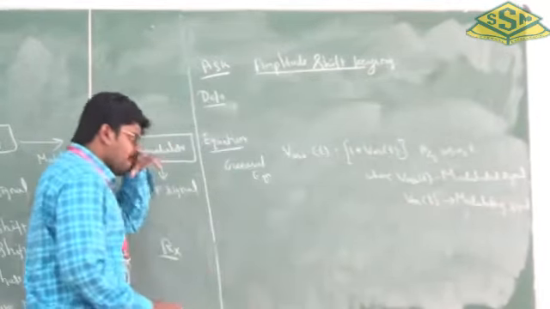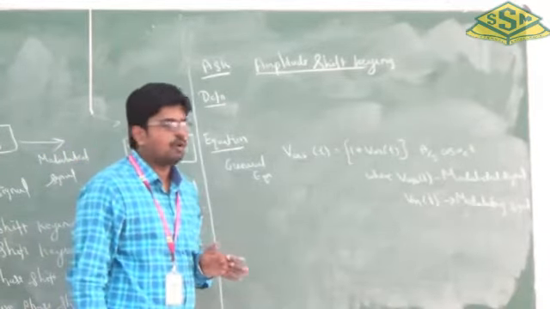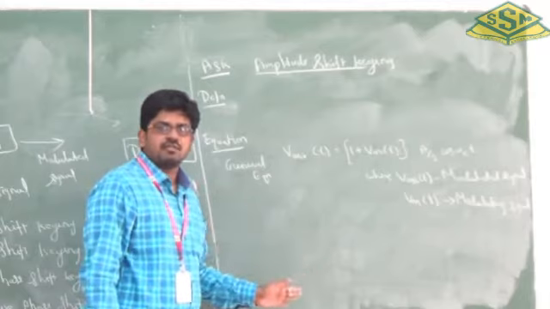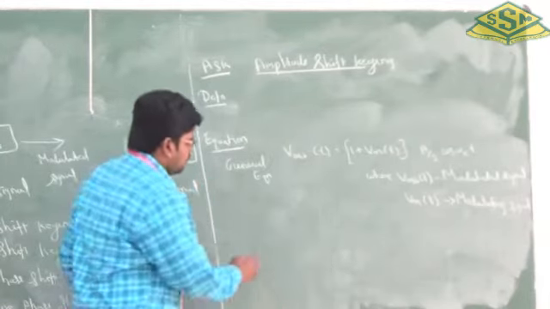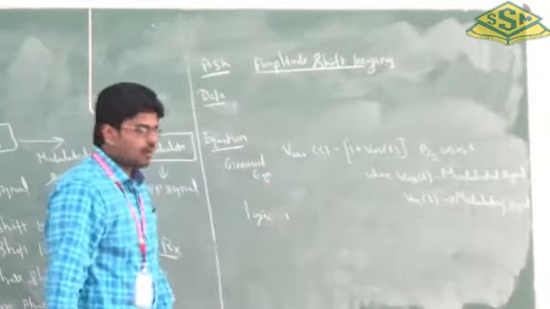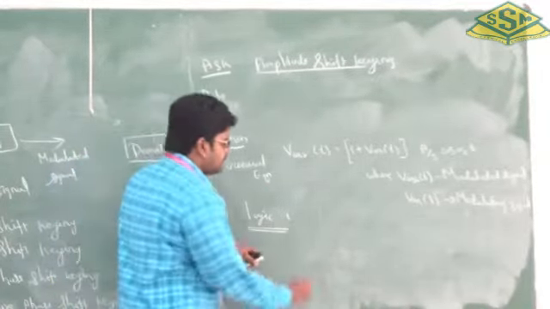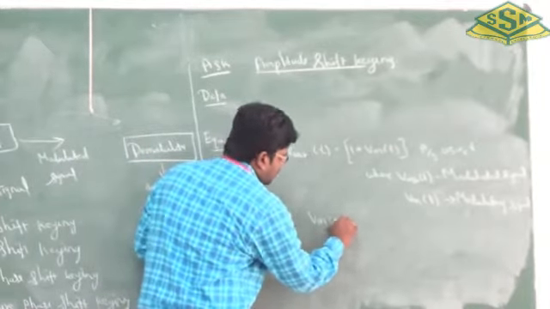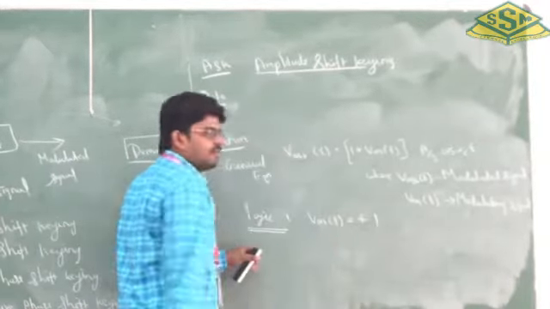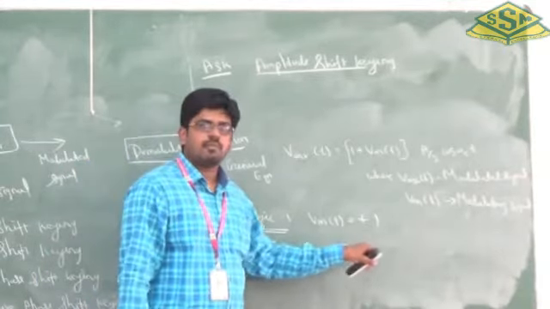So now, while applying logic 1 and while applying logic 0, what output are we going to get? That's what we are going to find here. The first one we are going to find for logic 1. If it is logic 1, your input signal Vm of t equal to plus 1. If it is logic 0, Vm of t equal to minus 1.